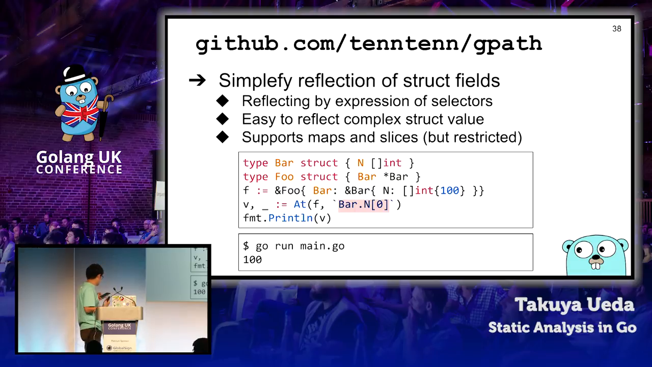The At function has two parameters. The first parameter is the target value of the reflection. And the second parameter is an expression, which is used for the reflection. The At function parses a given expression and traverses the AST to do reflection on the given value. The At function accepts a value f and Bar.N[0] here. So v becomes 100.